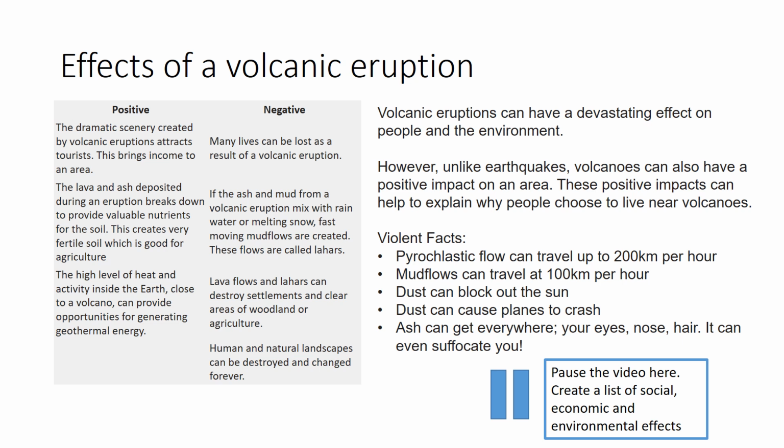Lava and ash deposited during an eruption breaks down to provide valuable nutrients for soil. And this creates really fertile soil, which is great for farming. High levels of heat and activity inside of the earth, close to a volcano, can provide opportunities for generating geothermal energy.